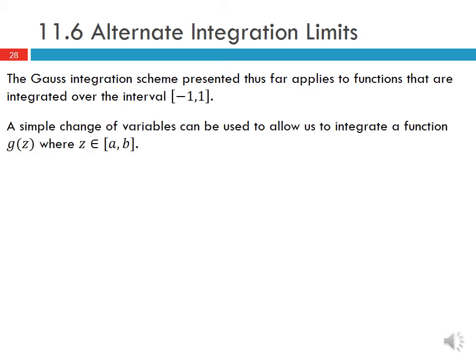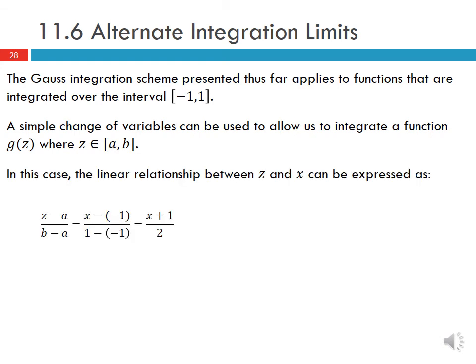So a simple change of variables can be used to allow us to integrate a function g of z, where z is on the interval from a to b. In this case, the linear relationship between z and x can be expressed as shown here. So (z minus a) divided by (b minus a) is equal to (x minus the lower limit, which was -1), divided by (the upper limit 1 minus the lower limit -1). Simplifying the right-hand side, we get that this is equal to (x plus 1) over 2.